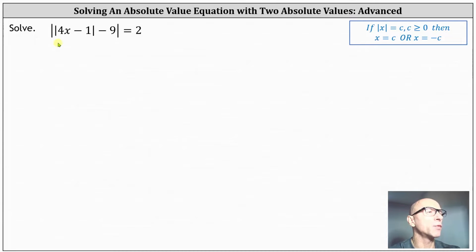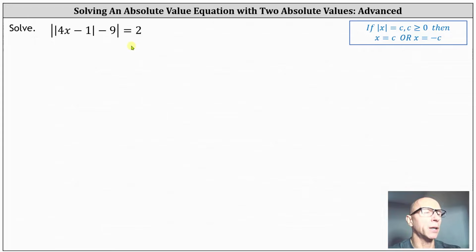We want to solve the given absolute value equation. We have the absolute value of the difference of the absolute value of the quantity 4x minus 1 and 9 equals 2. Recall for the more basic absolute value equation in the form of the absolute value of x equals c, where c is greater than or equal to 0, we set up and solve two equations. We have x equals c or x equals negative c.